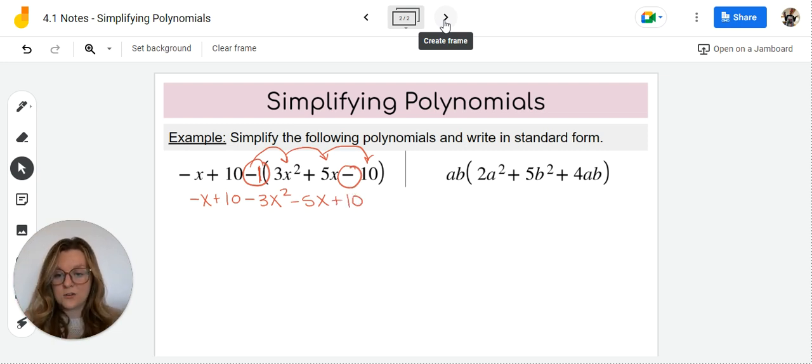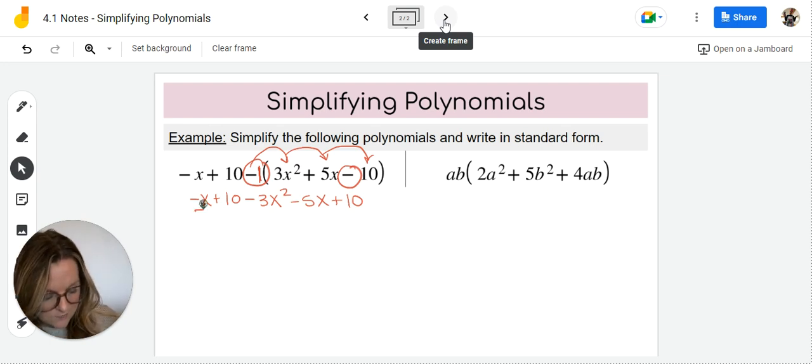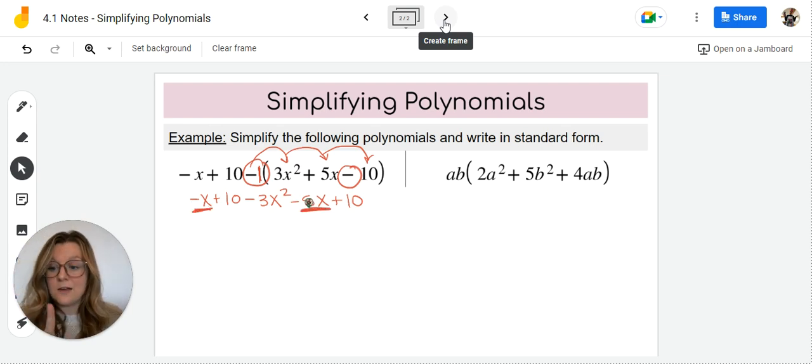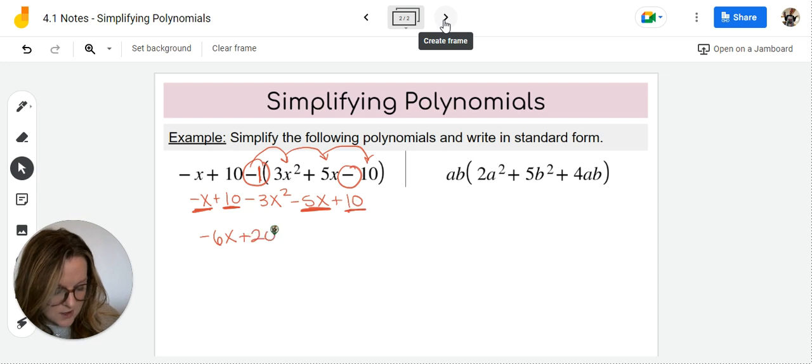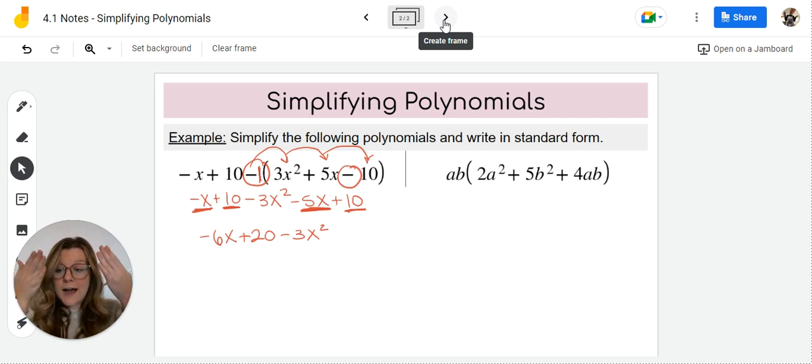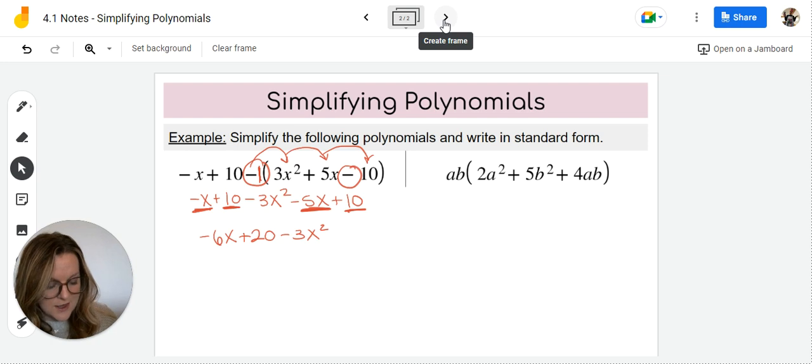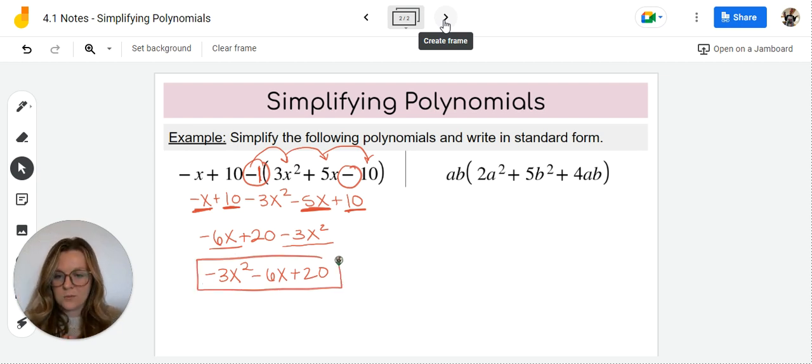Okay, that was step 1. Step 2 is to combine your like terms. So I have a negative x and a negative 5x. Negative 1 minus 5 more gives me a negative 6x. Then I have 10 plus another 10, which gives me 20. And then the minus 3x squared needs to stay by itself. All right, step 3 is to put it in standard form. Remember, we're looking for the highest exponent. Here, that is the x squared. Make sure to take the negative 3 with you. Then we have the negative 6x, and then the number without the variable always goes last. There is my standard form of that polynomial.